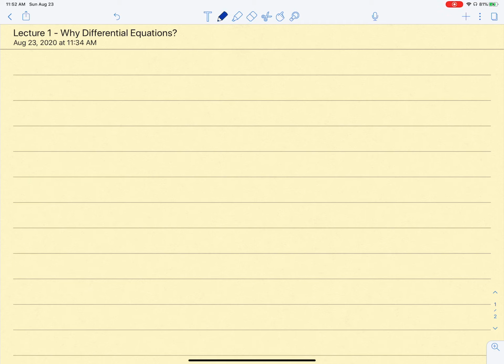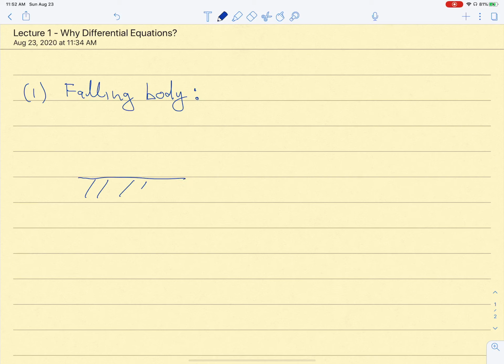So problem number one, let's talk about the falling body. So let's suppose that we have the following setup, a ground and a ball of a mass maybe m, that is falling down to the ground that initially is at the height h, and then it falls to the ground at a certain time.